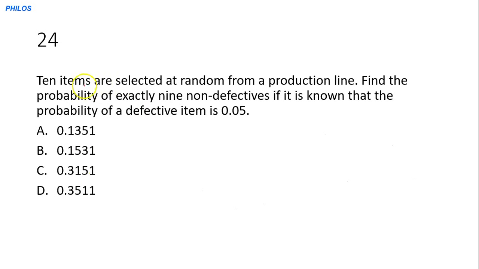Question 24 says, 10 items are selected at random from a production line. Find the probability of exactly 9 non-defectives if it is known that the probability of a defective item is 0.05. So the number of items selected is 10, so n is equal to 10. And the probability of non-defective should be 0.95. That is 1 minus defective.